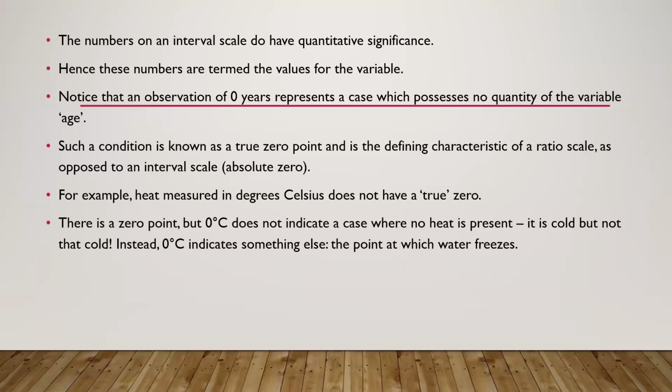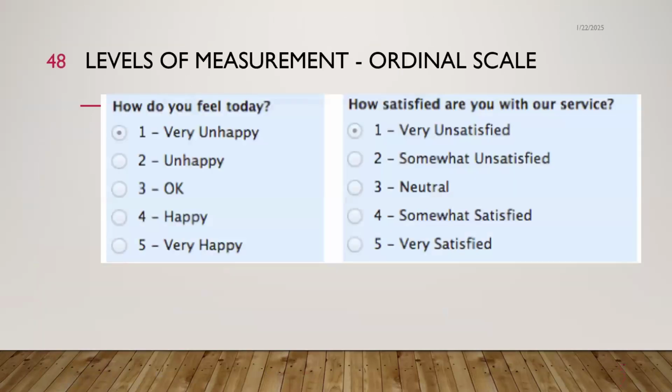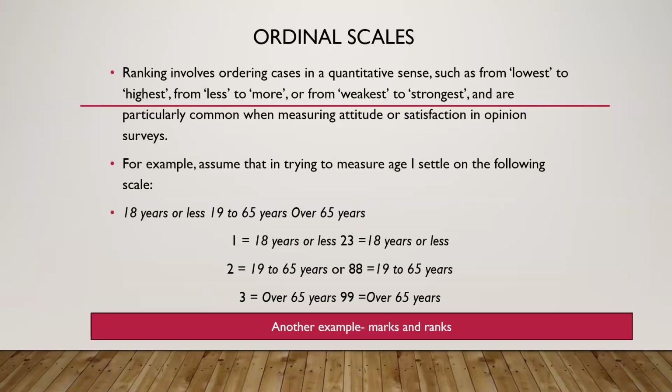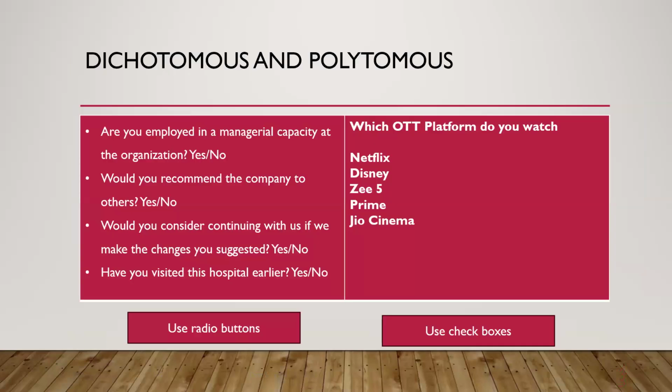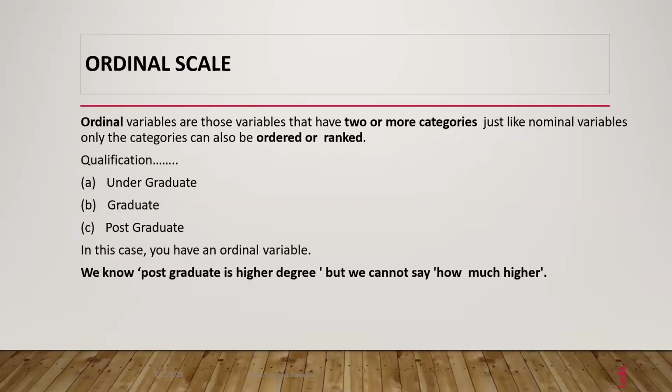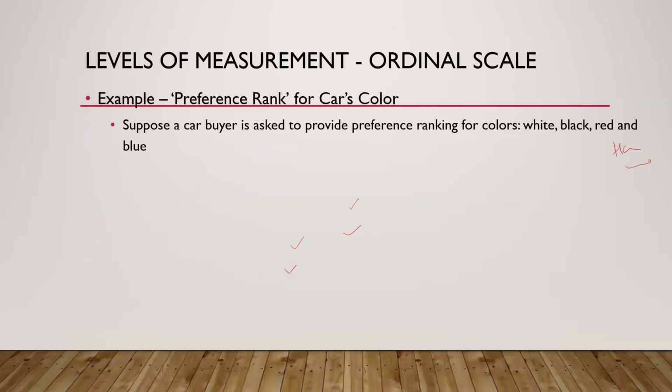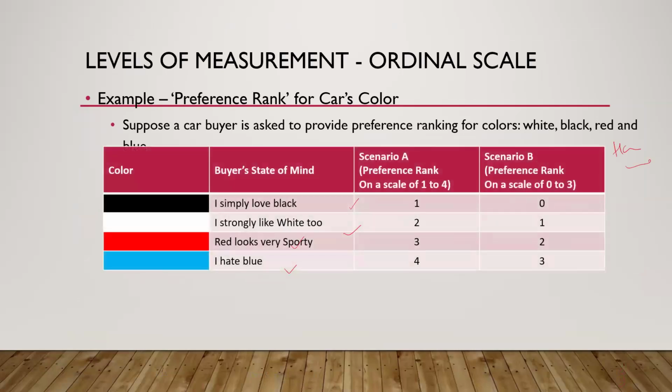It was about the color of a car, white, black and red. This one? Yes, this one. "I simply love black. I strongly like white too. Red looks very sporty." This is a sentence which will be put by the questionnaire person. Is it confusing to have such statements?